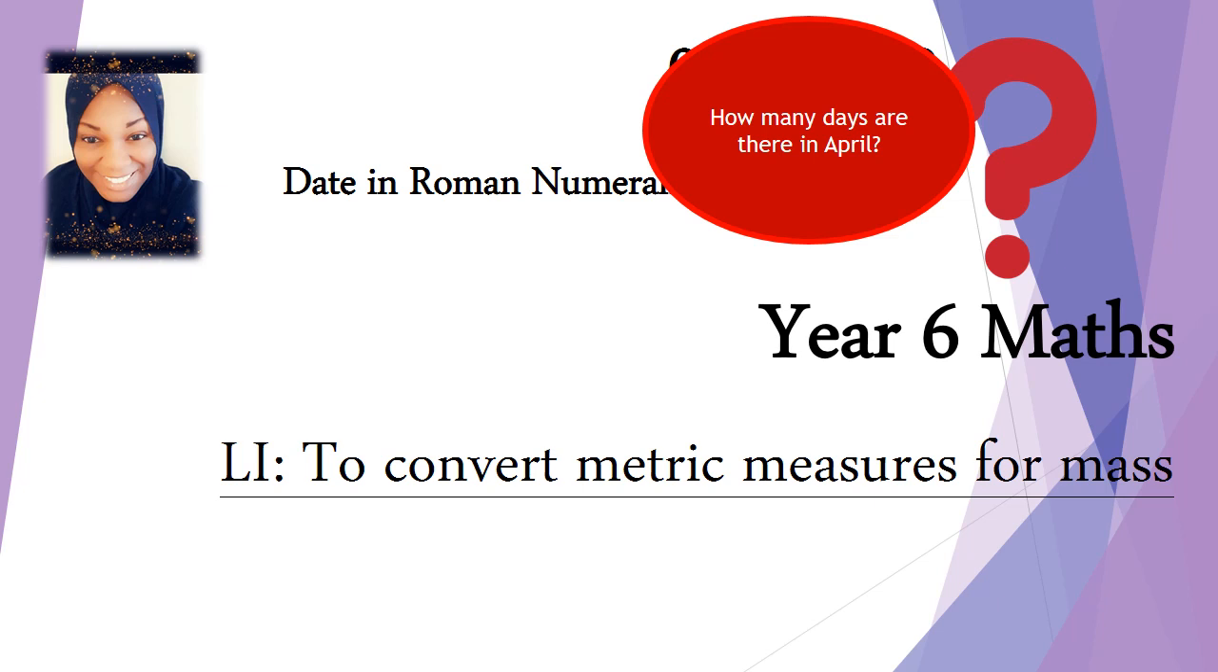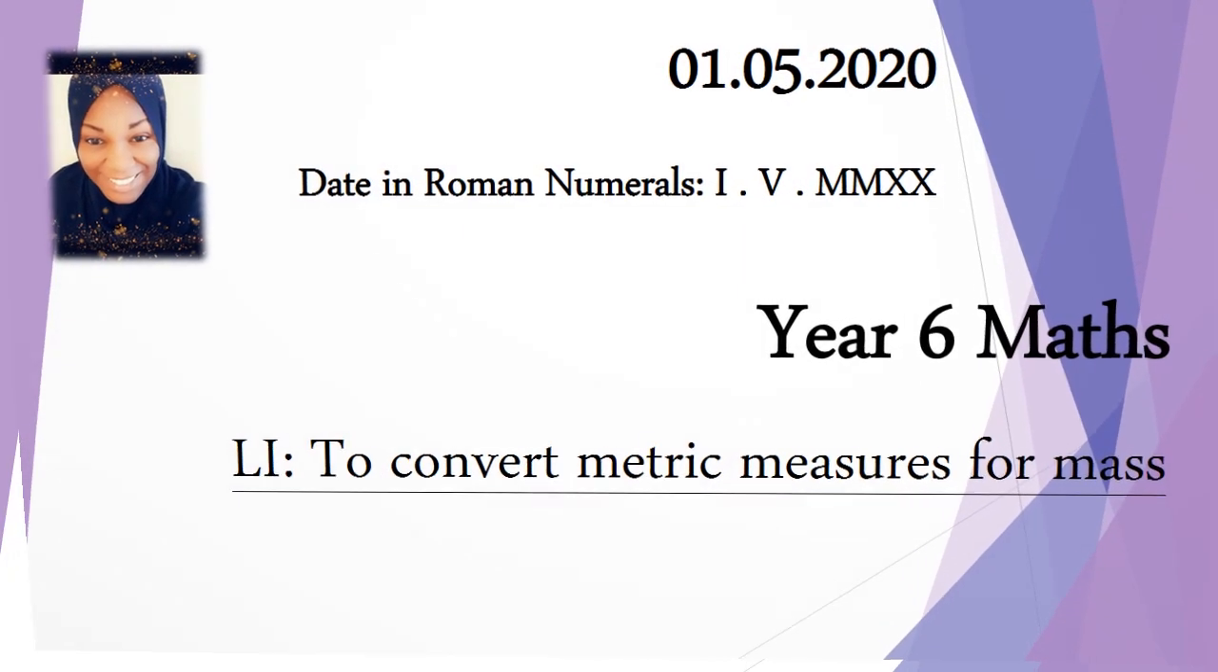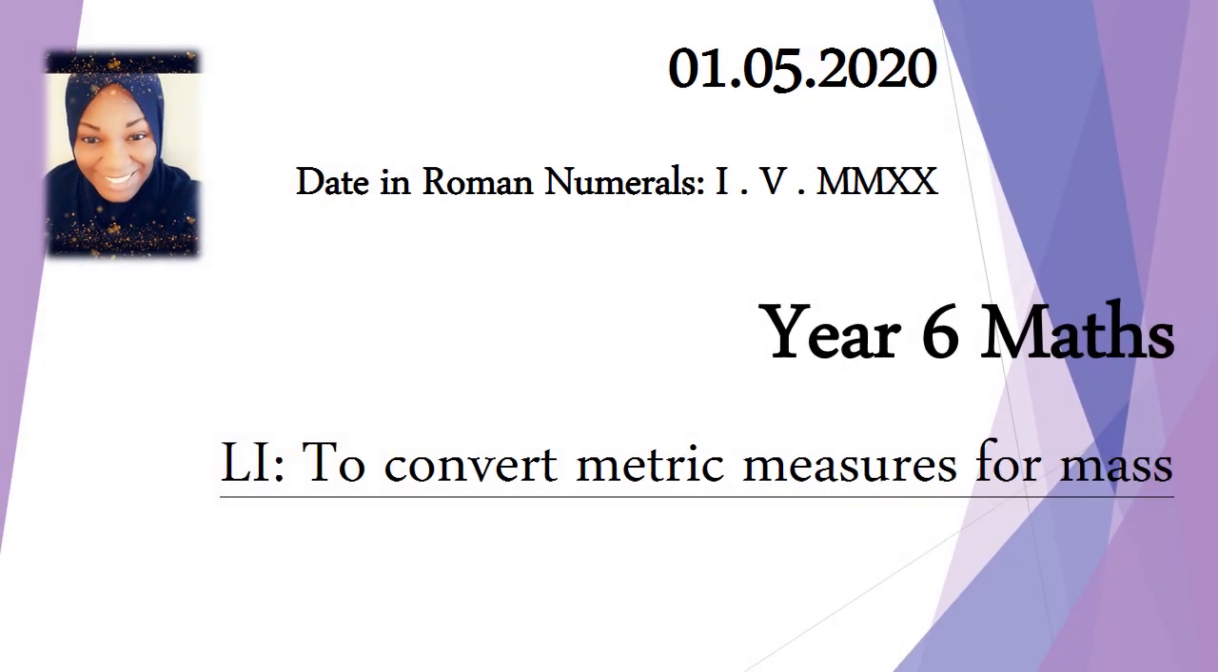So with that in mind, goodbye, April. It is May. So write the date down, 01.05.2020. Today we're going to be converting metric measures for maths.